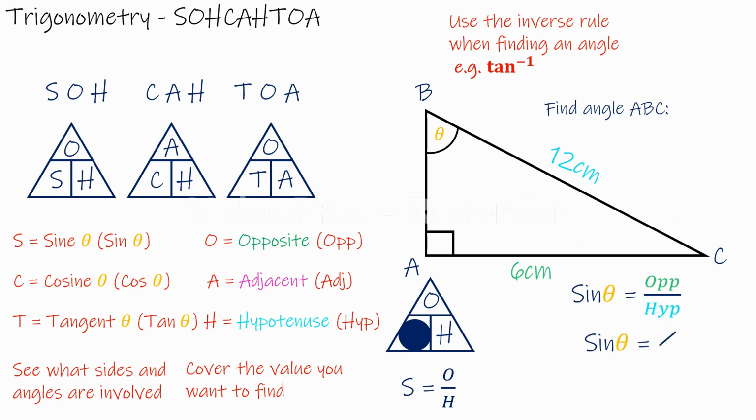This means that sine theta equals 6 over 12, as 6 is our opposite and 12 is our hypotenuse. Once again, we use this inverse rule to say that theta equals sine to the power of minus 1, brackets 6 over 12, close those brackets. Remember to close your brackets. Again, we type this into a calculator to get a nice perfect 30.